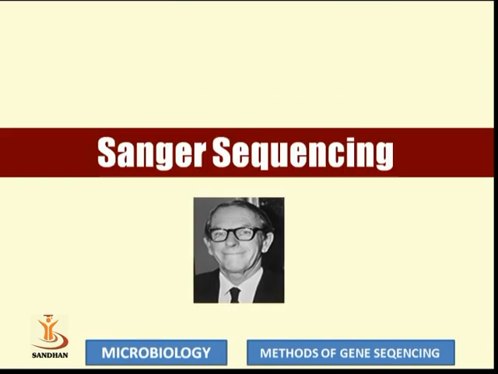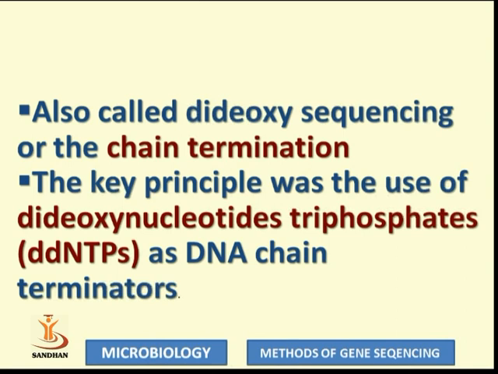The second kind of technique was developed parallel to that, by Sanger, and for that Sanger also got the Nobel Prize. Sanger sequencing utilizes another kind of chemical technology. It utilizes the di-deoxy sequencing or chain termination technique. The key principle was the use of specific di-deoxynucleotide triphosphates as the DNA chain terminator.